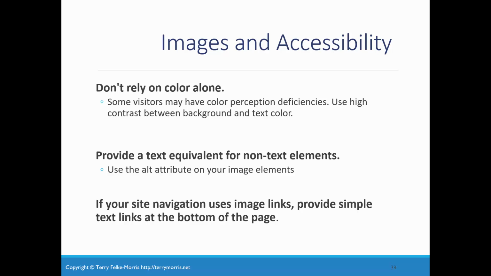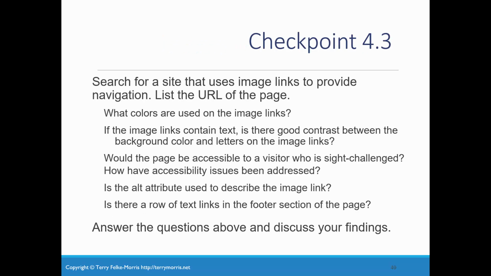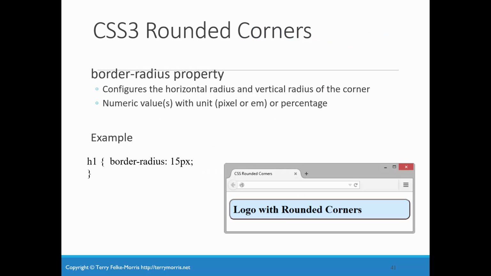When you're working with people who have any kind of accessibility needs, don't rely on color alone. We already talked about people who are colorblind. Provide a text equivalent. You might have people that want to buy your product, but they're blind, so give a written description for them also. If your navigation uses image links, provide text links on the bottom of the page. Just because you look at something and go, wow, that's cool, doesn't mean everyone else is going to think that.